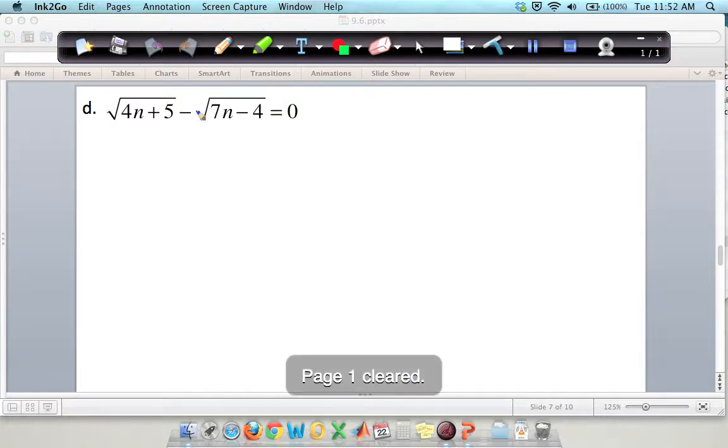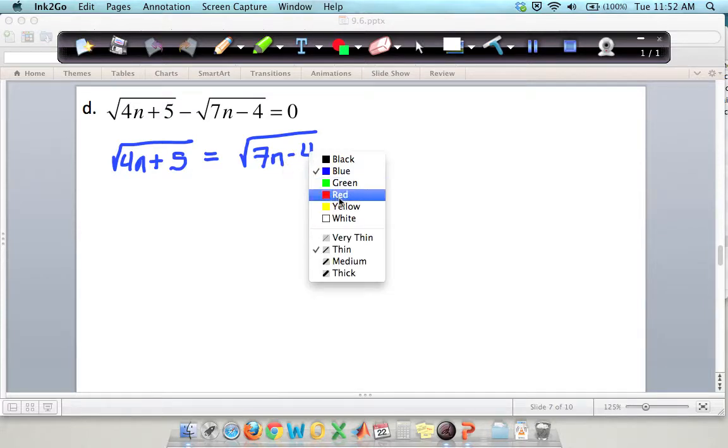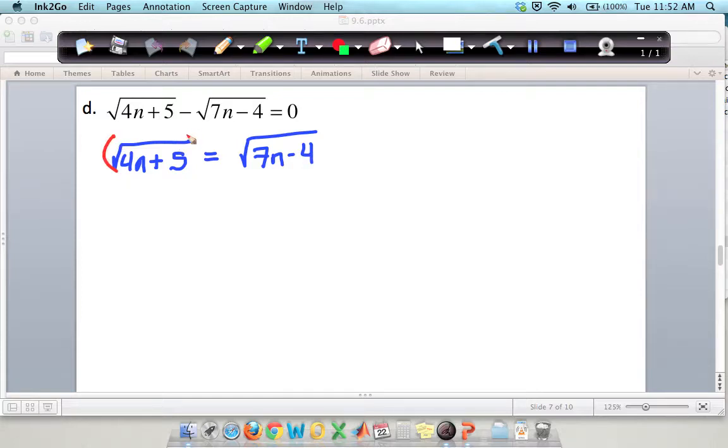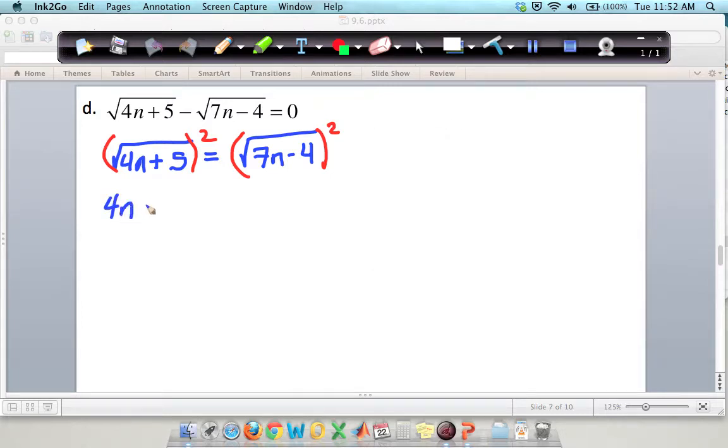So the easiest thing to do right here is to move this negative square root over to the other side, so they're each on one side of the equal sign. And then I don't have to FOIL. So I'm going to get the square root of 4n plus 5 equals the square root of 7n minus 4. Now I can square both sides. The square roots are going to go away, and I get 4n plus 5 equals 7n minus 4.